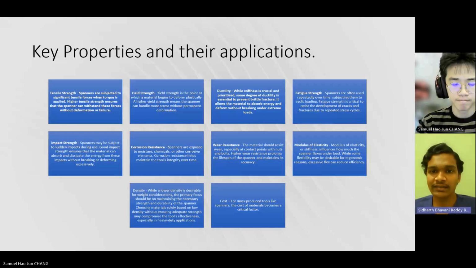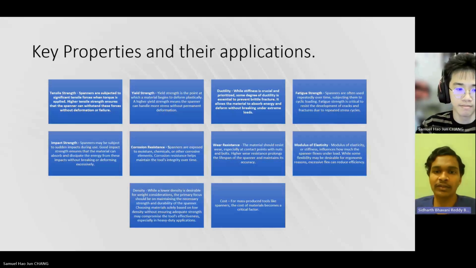The fourth key property is fatigue strength. Fatigue strength is a critical property since it helps resist the development of cracks and fractures due to repeated stress cycles on the spanner. The next key property is impact strength. Good impact strength makes sure that the spanner can absorb and dissipate energy from these impacts without breaking or deforming excessively. This contributes to a long lifespan for the spanner.